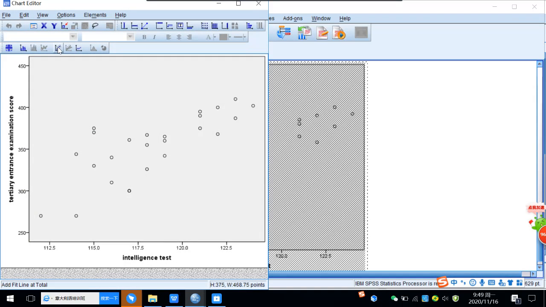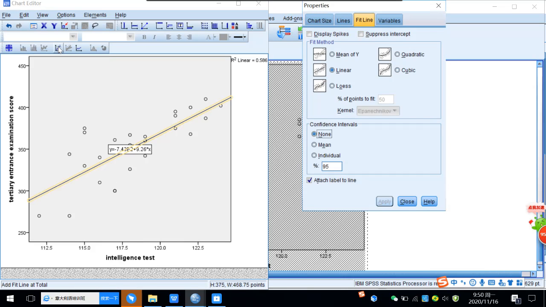Then next here is a fit line. Click this, add fit line at total, right? Click it. Okay, then choose the linear. In fact, it's default. If you want to choose others, you can choose others. But now you can choose the linear.